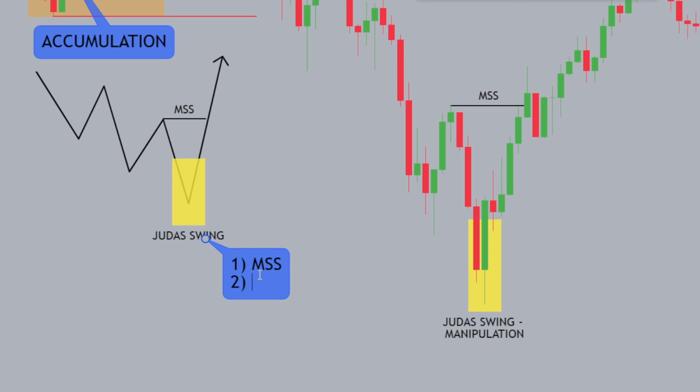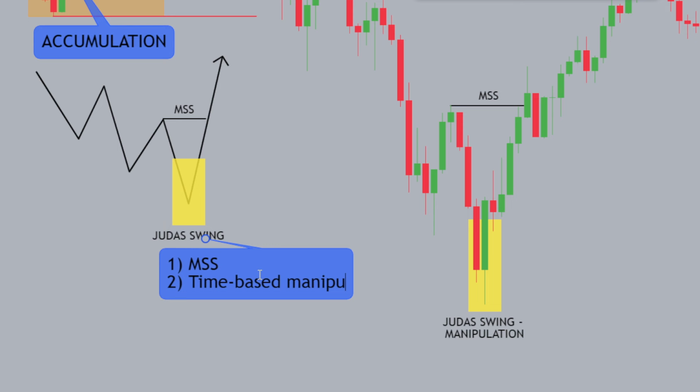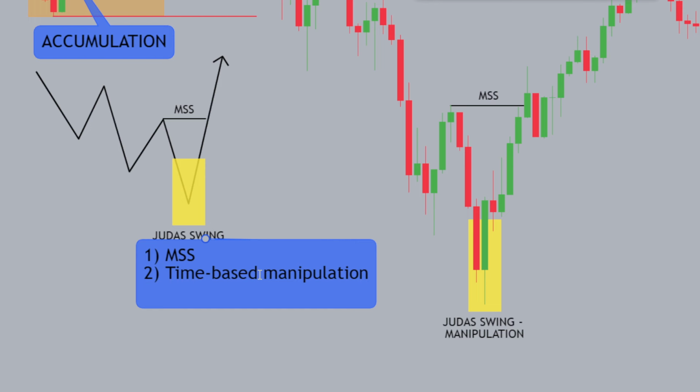Now, the second thing you want to identify is that the Judas swing must occur during a specific time window. So we're looking for time-based manipulation. In one of my previous videos, which I recommend checking out, we look for time-based fair value gaps, and we also look for time-based liquidity sweeps or time-based manipulations in the market. That's one thing we look for.